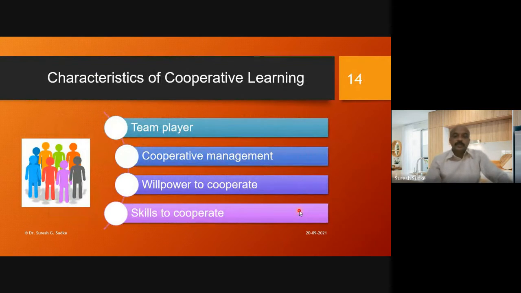Firstly, it is very necessary. So what characteristics are needed to inculcate these properties in our students? The first and very important property is that our learners should be team players. They should have cooperative management skill. They should have the willingness to cooperate with others. And while cooperating with each other, they should have those particular skills.